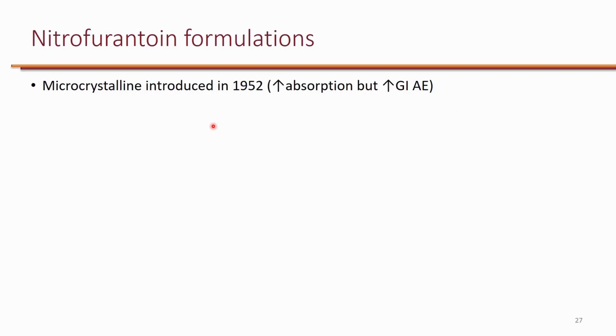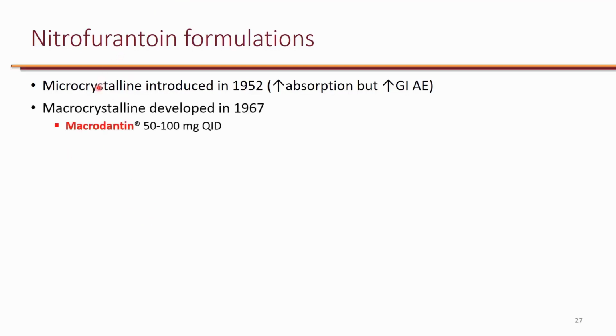Here are the formulations for nitrofurantoin. So back in 1952, when we first came up with nitrofurantoin, it was in macrocrystalline formulation. It had really good absorption, but it also had increased GI adverse effects, which led us to developing a macrocrystalline formulation. This improved the GI adverse effect, but the absorption wasn't as good. So that's why with macrocrystalline, we have to dose it 4 times a day because it's not absorbed as well, so you have to do it multiple times throughout the day.